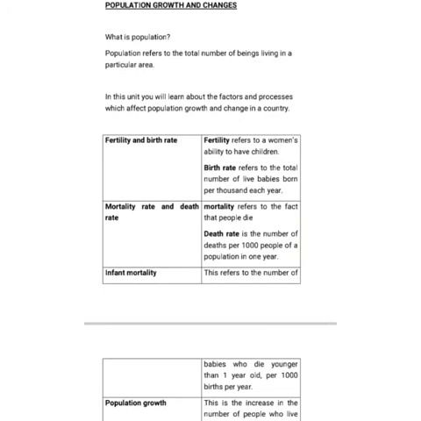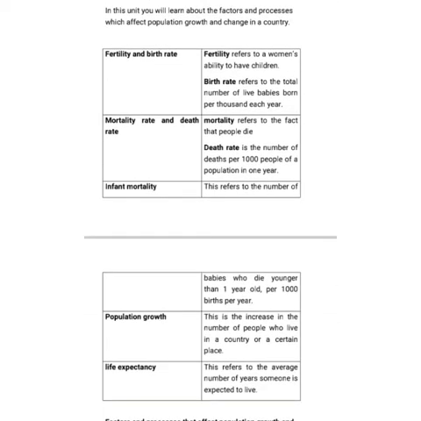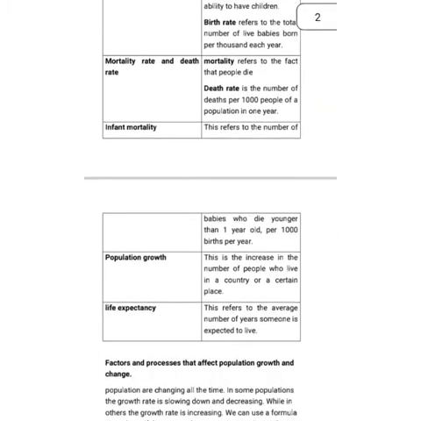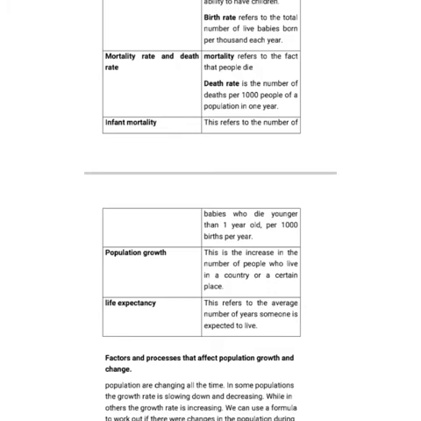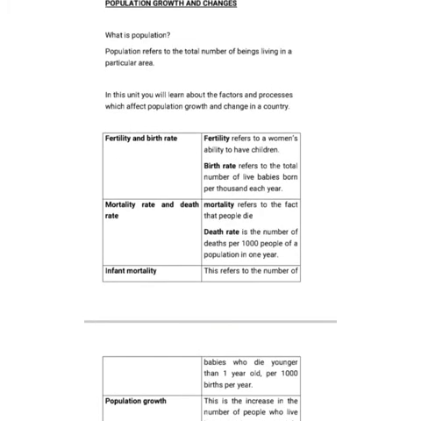In this unit, we are going to talk about the factors and processes which affect population growth and changes in a country. We have fertility and birth rate, mortality rate and death rate, infant mortality, population growth, as well as life expectancy. When we talk of fertility rate, we refer to a woman's ability to have children. When a woman is able to give birth, that's what we call someone who is fertile.